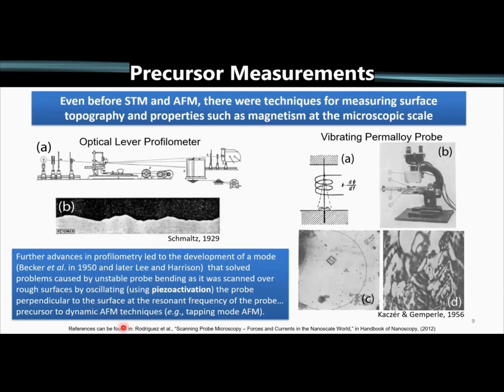So in a way, this is a precursor to the dynamic AFM methods, such as tapping mode or amplitude modulation, that we just talked about. And I'll point you to this paper as well. This is an early microscopic measurement of magnetism, and you can probably imagine that you're seeing some magnetic domain contrast in this image. It's a bit like the magnetic force microscopy that we have today with AFM.